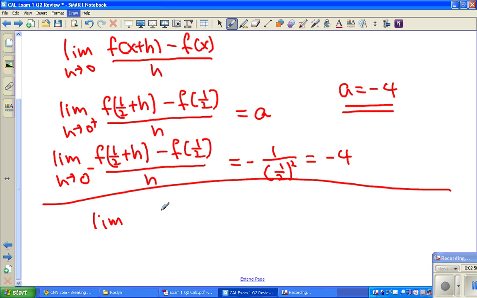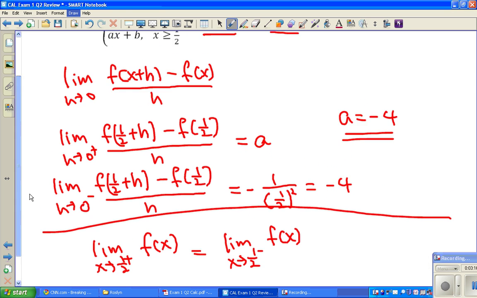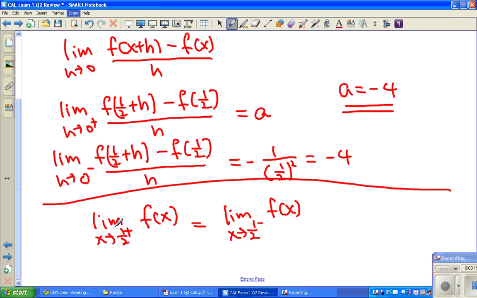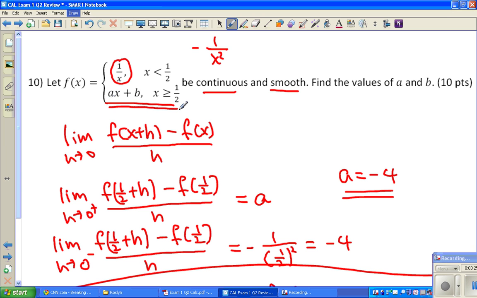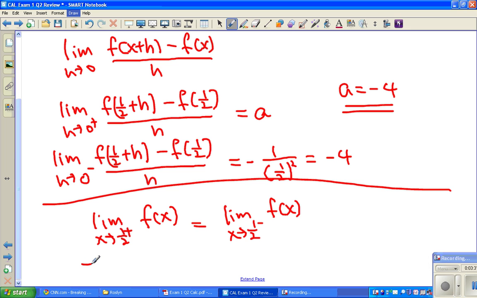That means the limit of the function f of x as x approaches 1/2 from the right has to be equal to the limit of the same function as x approaches 1/2 from the left side. Both of those values have to be equal to each other. Now, since x is a little bit greater than 1/2, we are looking at this expression. Since a is equal to negative 4, this now becomes negative 4 times 1/2 plus b.